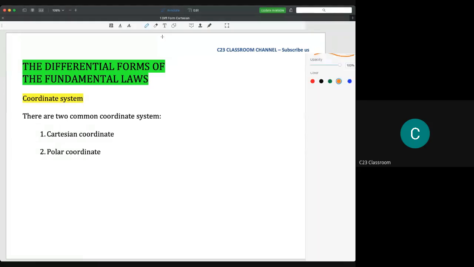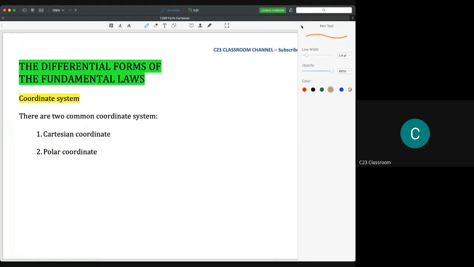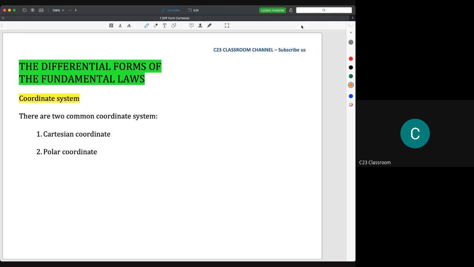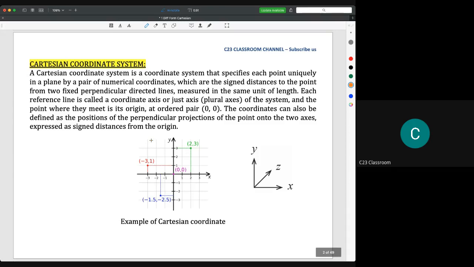Here, as stated, we have two coordinate systems. One is the Cartesian coordinate and the other one is the polar coordinate. For the Cartesian coordinate, I think we are already familiar with it. It is about the x and y. And the polar coordinate is a coordinate that illustrates motion in a circular shape, in circular motion. Okay, so this is the explanation of the coordinate system. You may read from this slide.